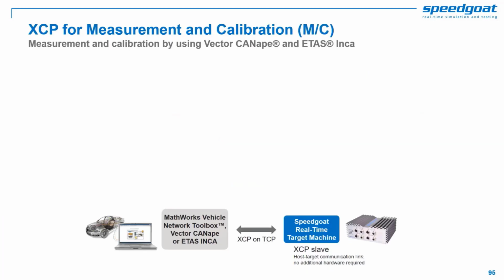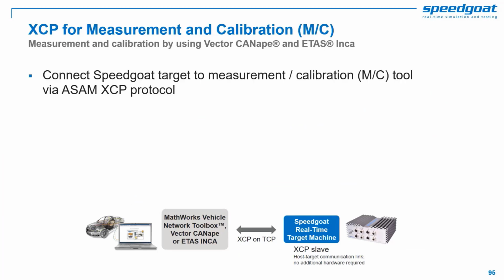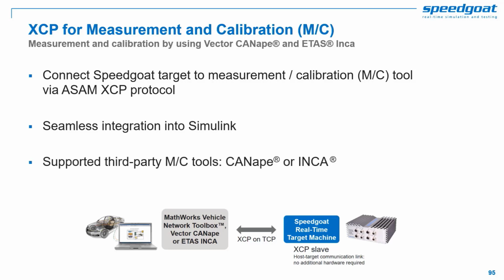The XCP protocol is also commonly used in the automotive industry for ECU measurement and calibration. With Speedgoat prototyping solutions, you can perform measurement and calibration of early controls directly with your real-time target machine. You can do this either directly from within Simulink as shown already, or by using third-party tools of your preference, such as CANape by Vector or INCA by ETAS.